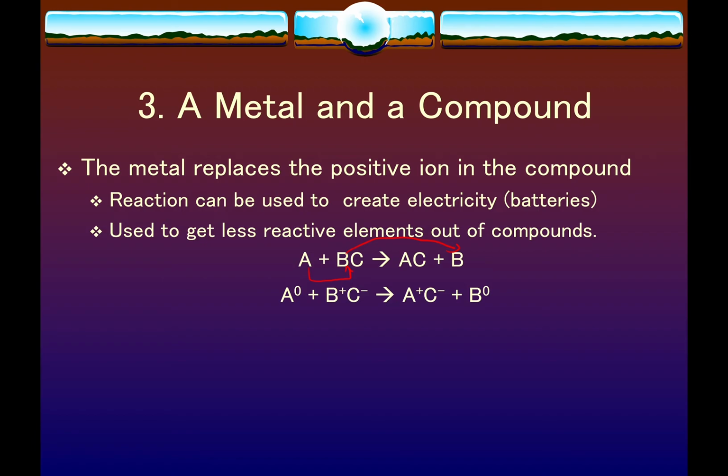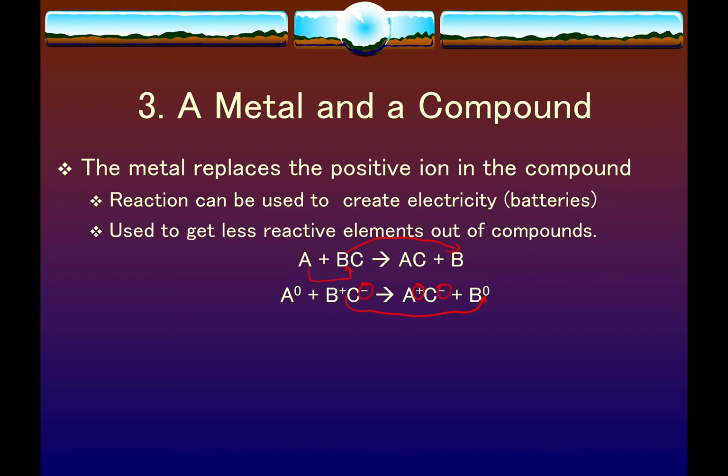We apply our oxidation numbers here. A by itself gets a 0 in the compound. Again, this is a general form. B or C, one's going to be positive, one will be negative. And then we can see how they switch here. A comes in and kicks out B, and A, since it's taking B's place, is also going to be a positive ion. B gets kicked off and decreases its charge from a +1 to 0.